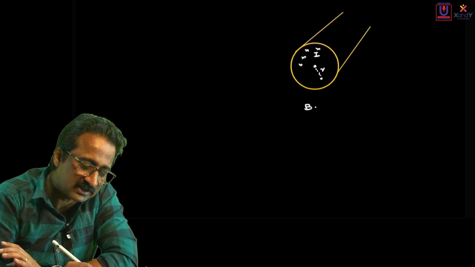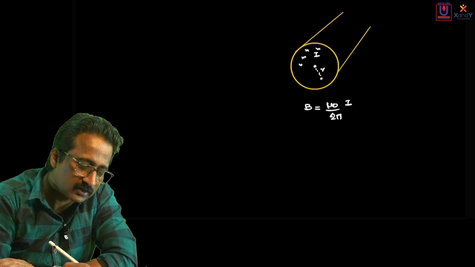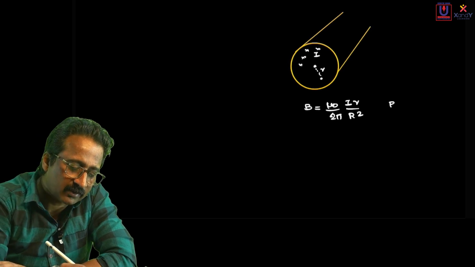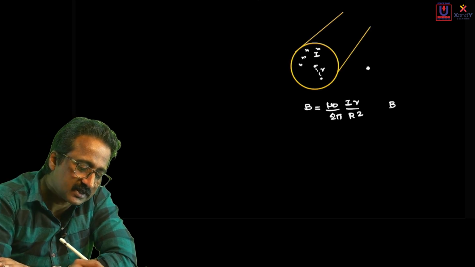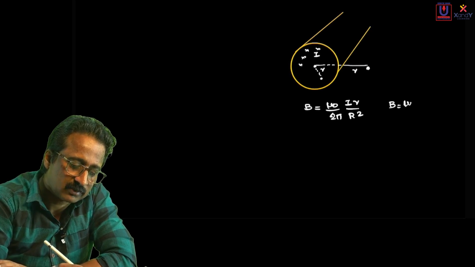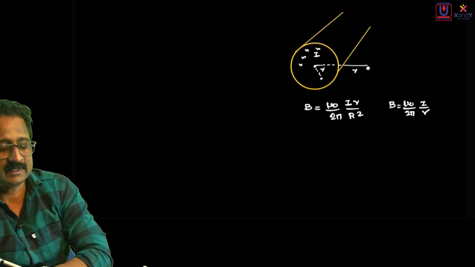field inside is given to be B is equal to mu0 divided by 2 pi. Okay, I'll write 2 pi. That into I into r divided by capital R squared, when it is a point inside it. Now for a point outside, when you take a point here, certainly the magnetic field is given by a different expression. In that case, it is mu0 divided by 2 pi, that into just I divided by r. That's the field at any point outside.